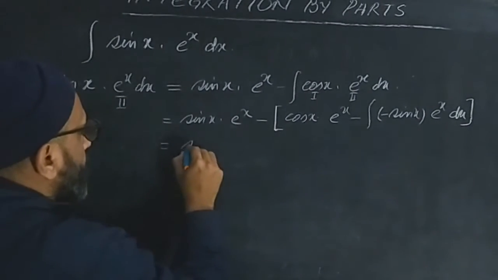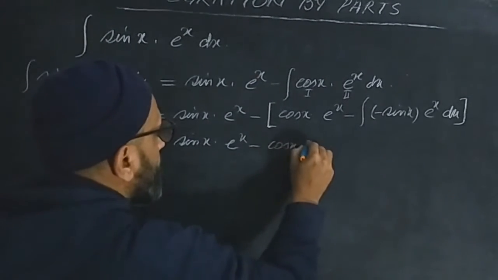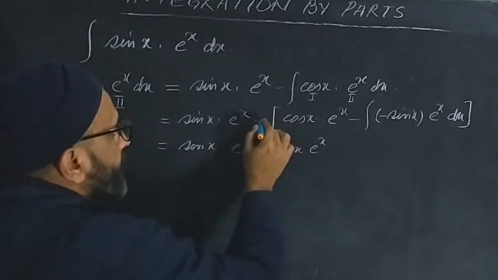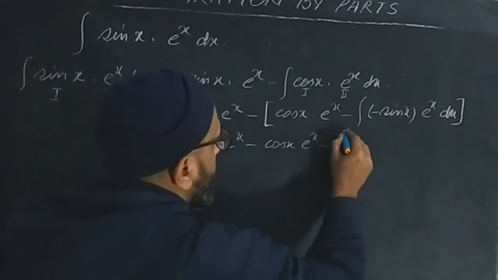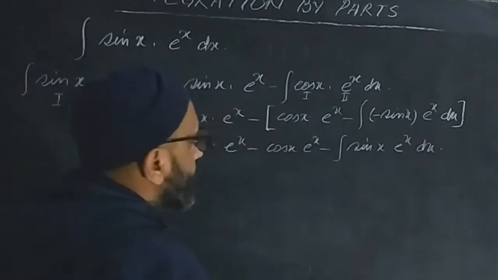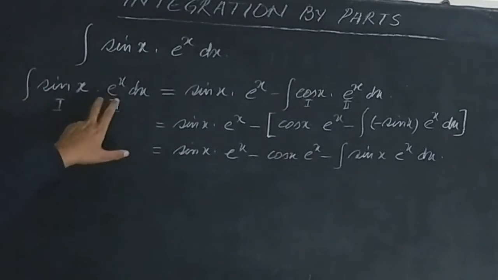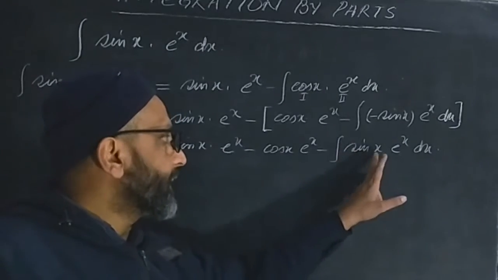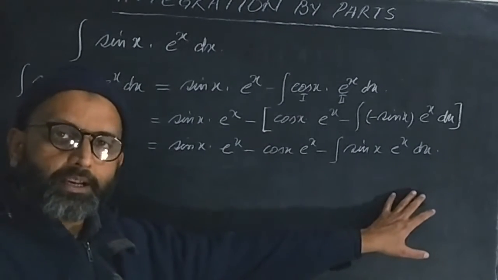Now if we open the bracket up, we get sin x e raised to the power x minus cos x e raised to the power x. This minus and minus becomes plus, and when we open up this bracket, this minus makes this plus sign again minus, so we write minus integral sin x e raised to the power x dx. As you see, our original integral is integral sin x e raised to the power x dx, and here in this step we get the same integral sin x e raised to the power x dx. That is, the integral is replicated on the right hand side.